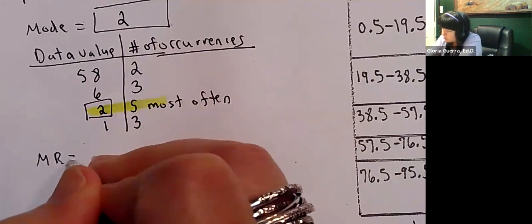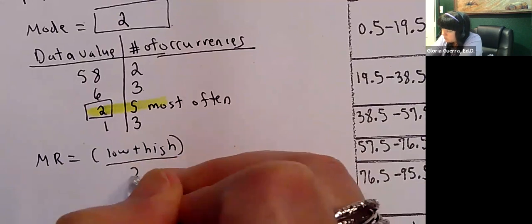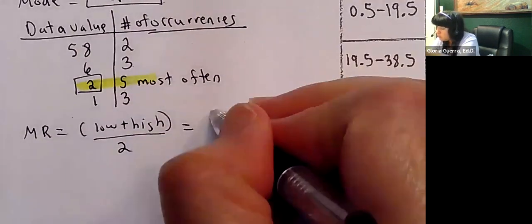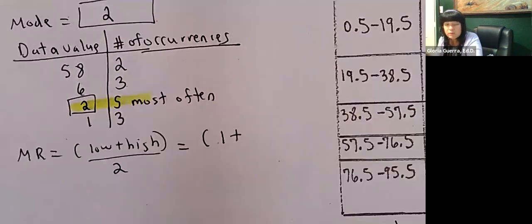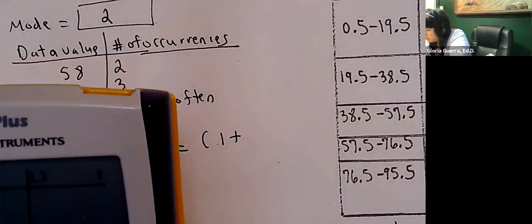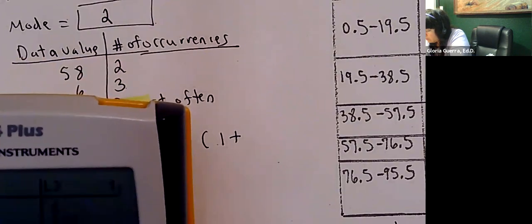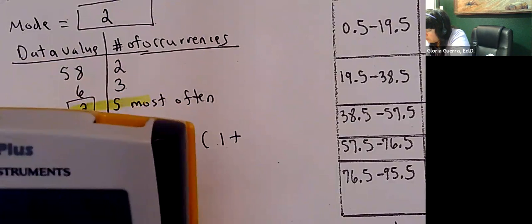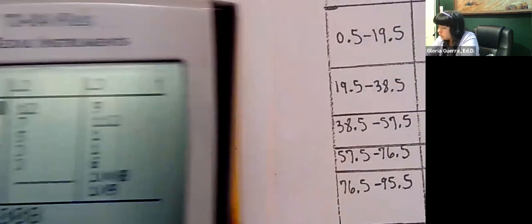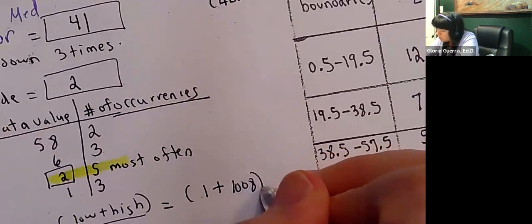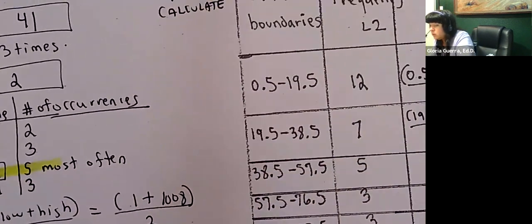MR, mid-range. So low plus high, right? Basically divided by 2, right? That was the idea. So you know your lowest data value is 1. And I forgot what the highest one was. Let me go back up to the top. Okay, looks like it was 1,008. That's like 1,009 divided by 2. Okay, so now let me do that.